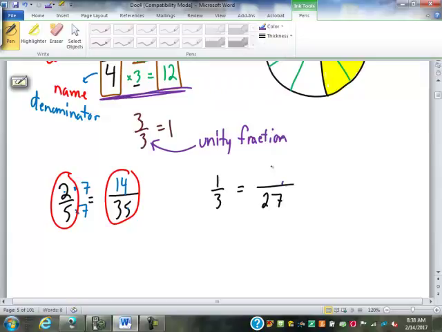Perfect. This number is going to be 9, because 3 times 9 made 27, so 1 times 9 makes 9. Not so bad?